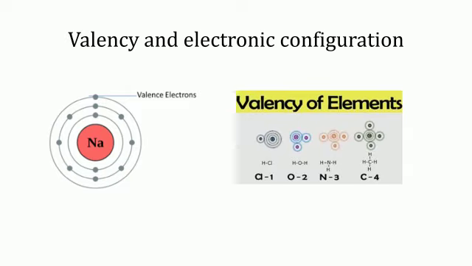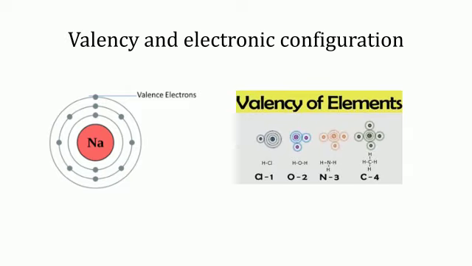Example, sodium. The atomic number of sodium is 11 and its electronic configuration is 2, 8, 1. In sodium, the M shell is the outermost shell and hence it is also called the valence shell.